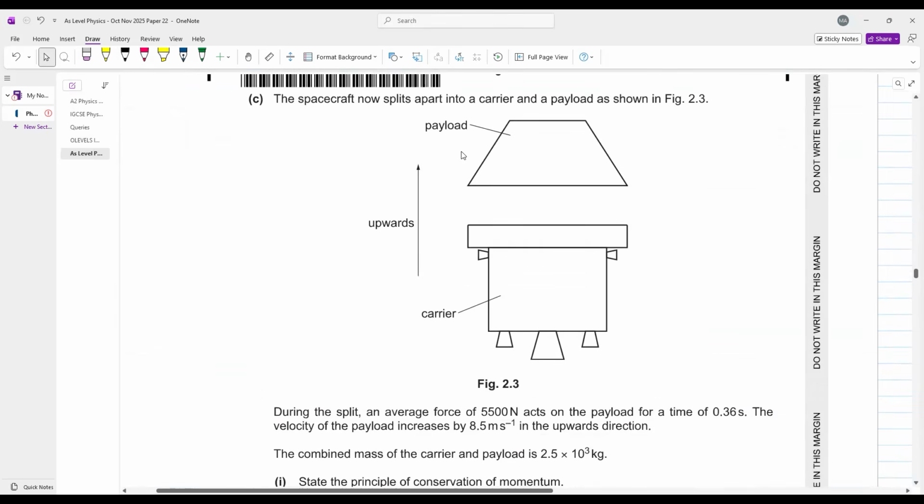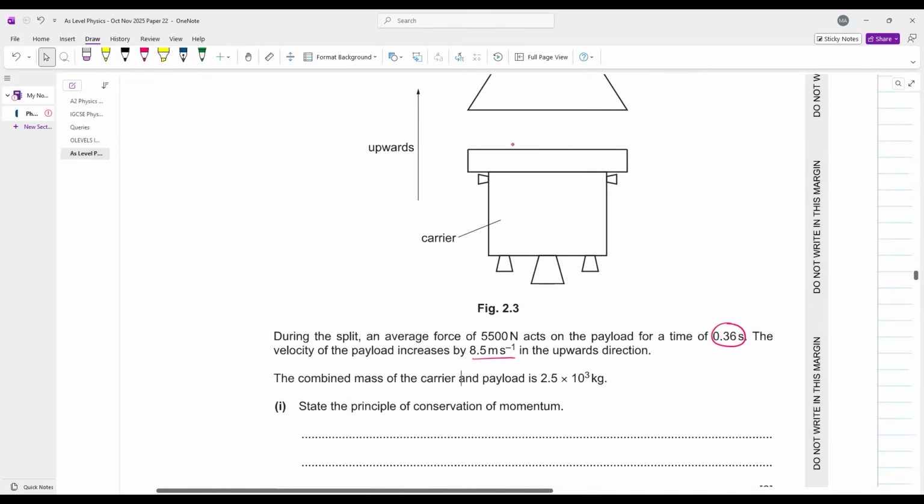अच्छा. The spacecraft now splits into a carrier and a payload as shown in figure 2.3. ठीक है, spacecraft जो है वो payload और carrier में split हो रहा है as shown in figure 2.3. Perfect. During the split, an average force of 550 Newton acts on the payload for a time of 0.3 seconds. Okay. The velocity of the payload increases by 8.5 meters per second in the upward direction. Acha ji. The combined mass of the payload and the carrier is this. Okay.